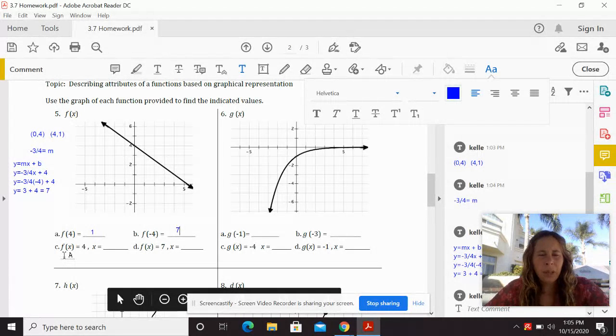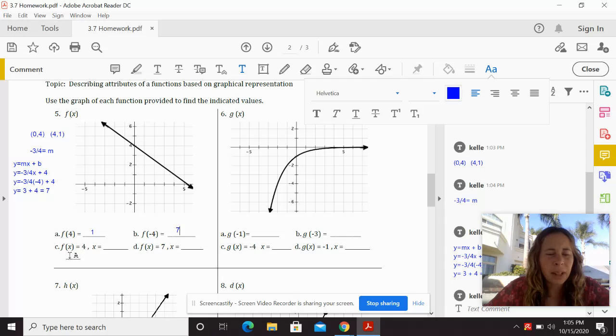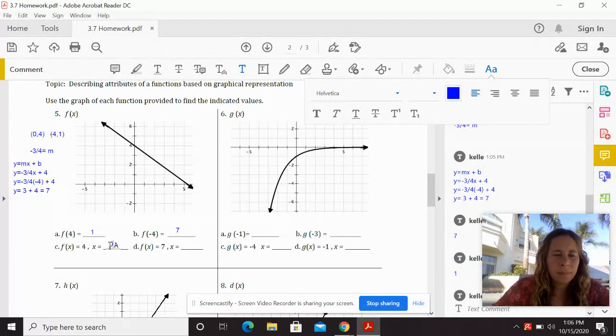And then they tell you f of x is equal to 4. So they're telling us, remember, you can always substitute y in for f of x. So f of x is equal to 4, which means y is equal to 4. What is x? Okay, when y is 4, x is 0. We just figured that out.